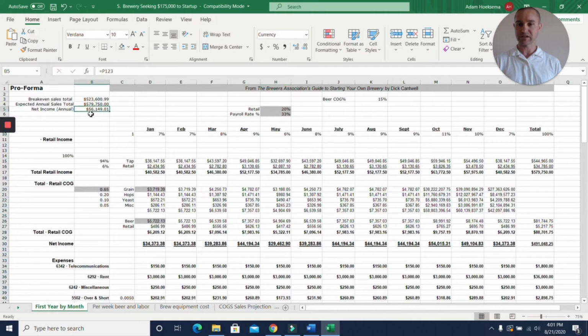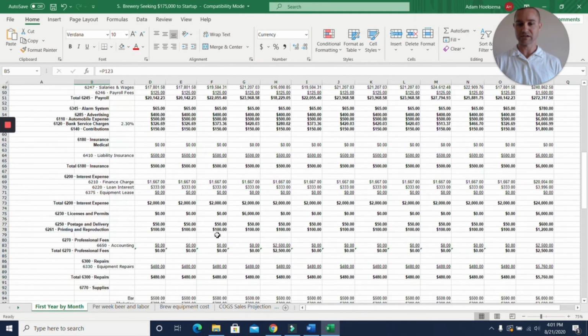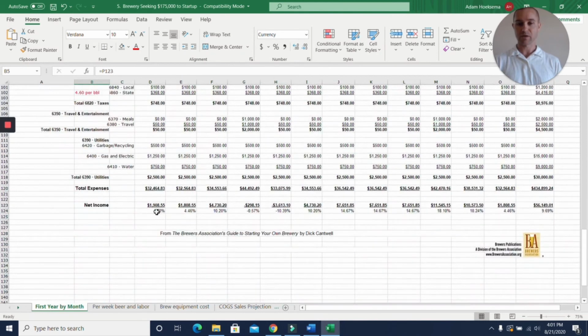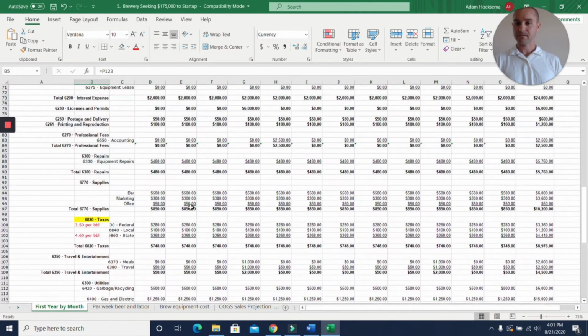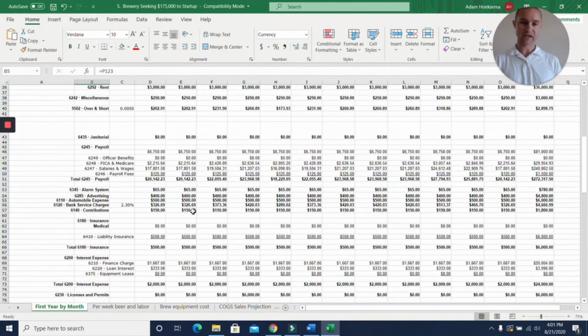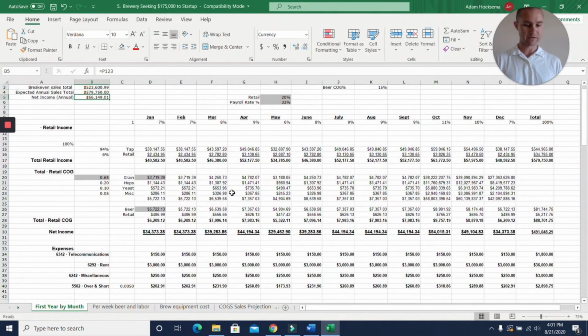What we do get to see, if we come back to this first year by month, is net income at the end of the year, and you get to see net income monthly down here, which is useful, but we don't see how much cash you have on hand each month or cash flow, because net income can be different than cash flow. So it's important to actually have a full model there.